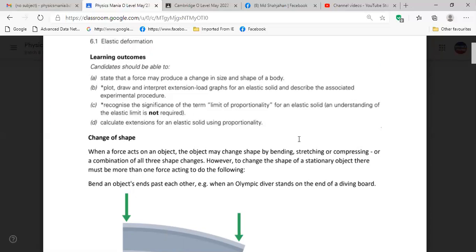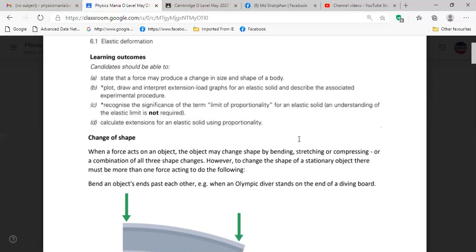Okay, so the first thing is change in size and change in shape. When we discussed dynamics, we had the effect of forces on objects, right? How can force change the motion of objects? We had those three related to motion. Now we have the effect of force to change the size and shape of the body.